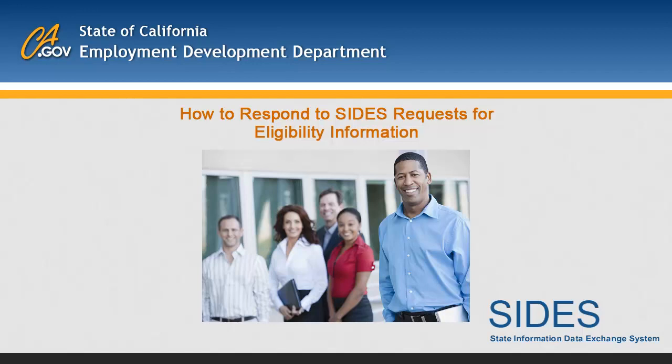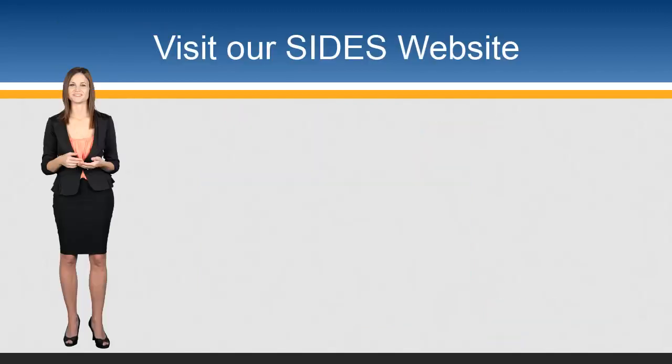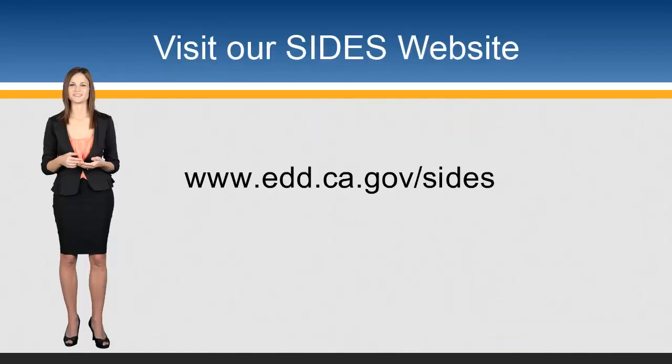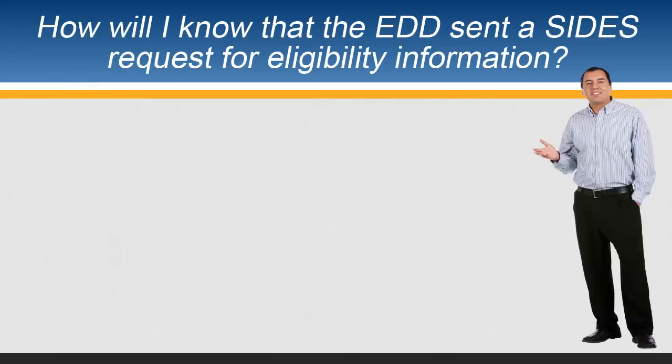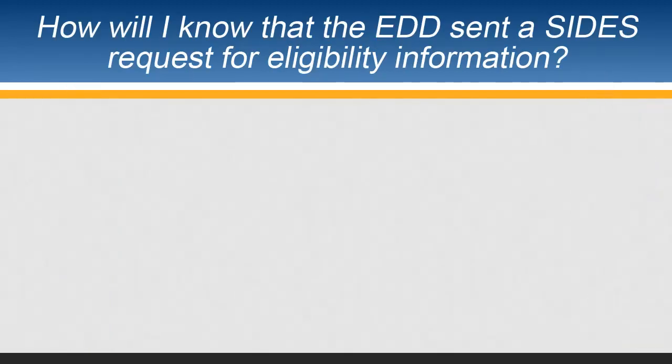How to respond to SIDE's requests for eligibility information. Have you already subscribed to SIDE's e-response? This video will show you how to electronically receive and respond to eligibility information for the EDD through SIDE's e-response. If you're not already subscribed to SIDE's e-response, visit our SIDE's website and view our other tutorial to show you how.